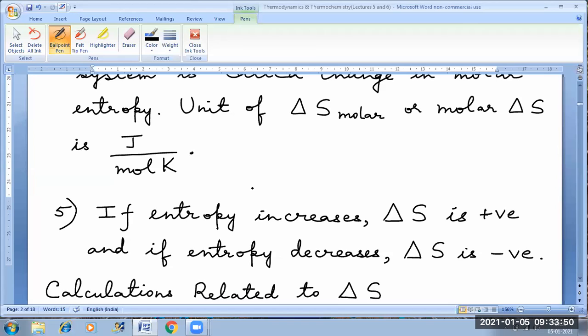Now, initially, when you had not thrown the objects, they were nicely placed on a table. So that time their entropy was low. But once you have thrown the objects, the entropy has increased because now it is a chaotic situation. So I can say delta S is positive because entropy has increased. If entropy decreases, that means delta S is negative.